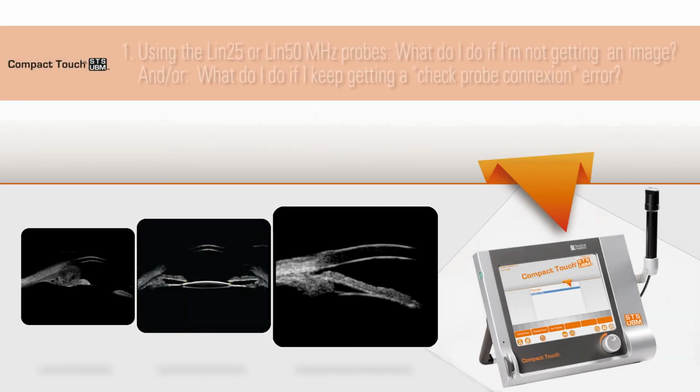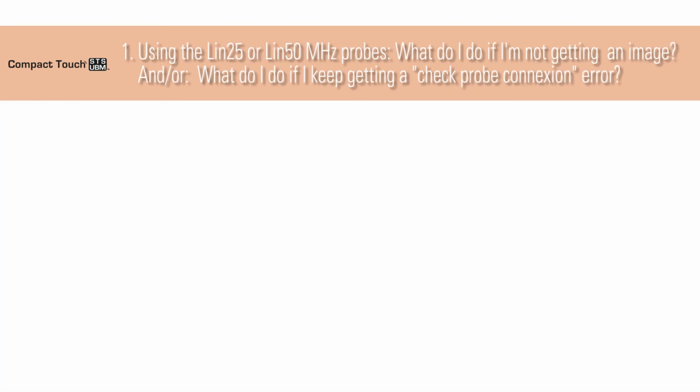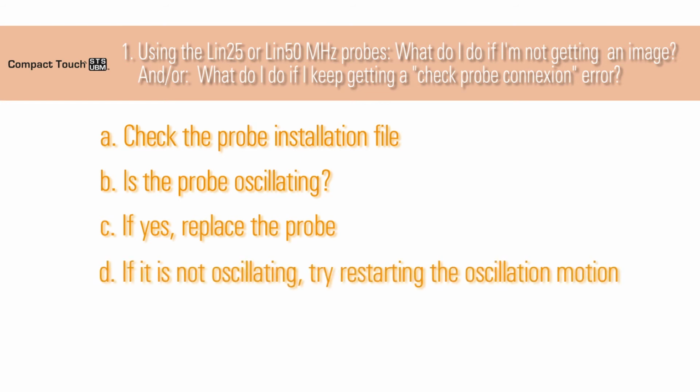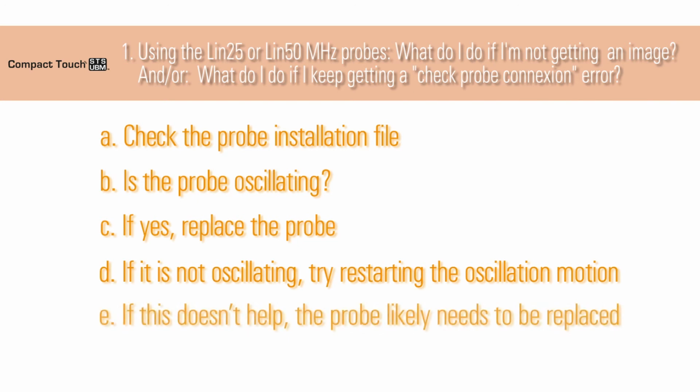1. Using the LIN 25 or LIN 50 MHz probes, what do I do if I'm not getting an image? And/or what do I do if I keep getting a check probe connection error? First, check the probe installation file. Is the probe oscillating? If yes, replace the probe, likely a transducer failure. If it is not oscillating, try restarting the oscillation motion by forcing the transducer movement gently with your finger. If this doesn't help, the probe likely needs to be replaced.